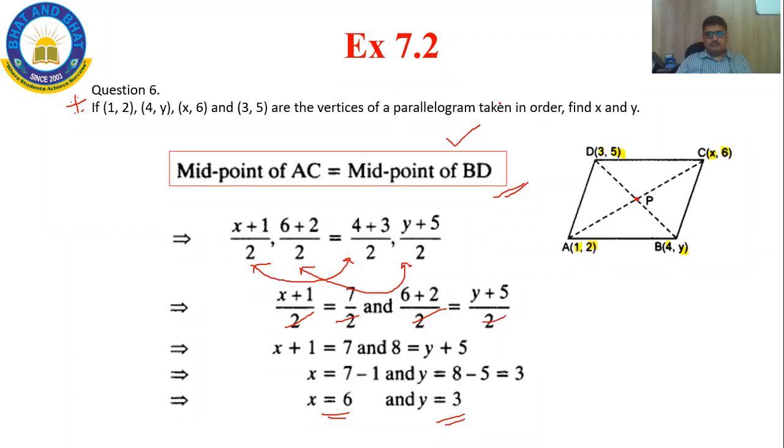So I didn't understand why after midpoint of AC, sir. That is, midpoint of AC equals midpoint of BD. See, what will be the value of x for AC? What will be the value of x for AC when I use AC? It will be (x plus 1) divided by 2. Am I right?